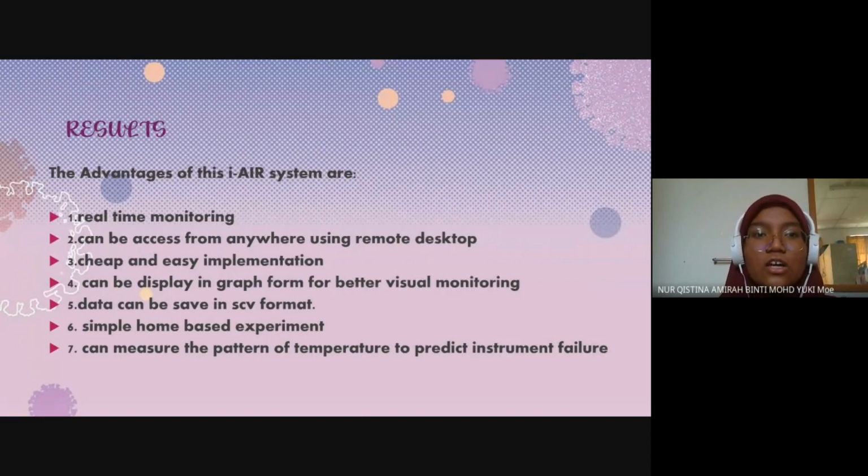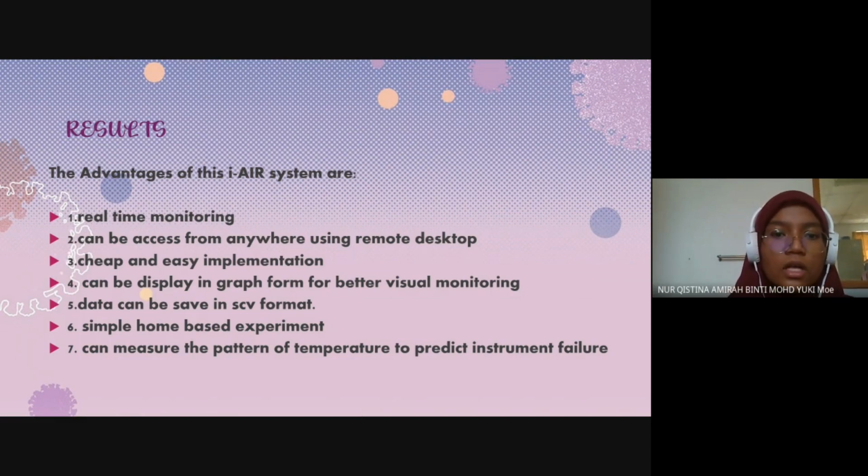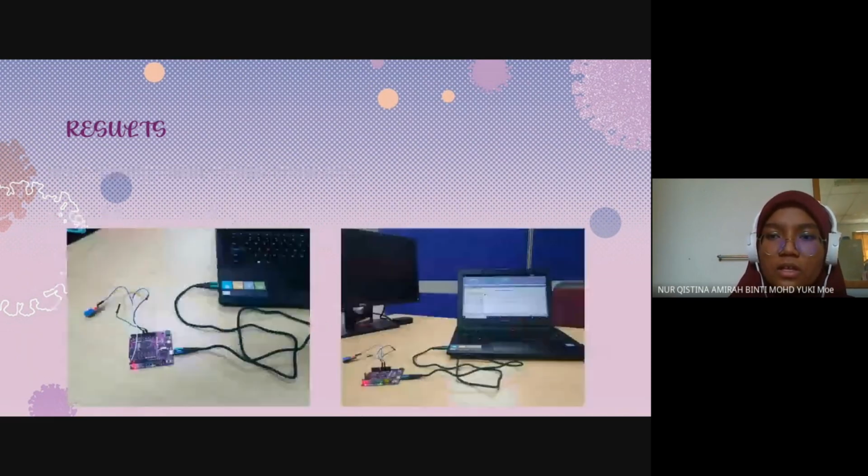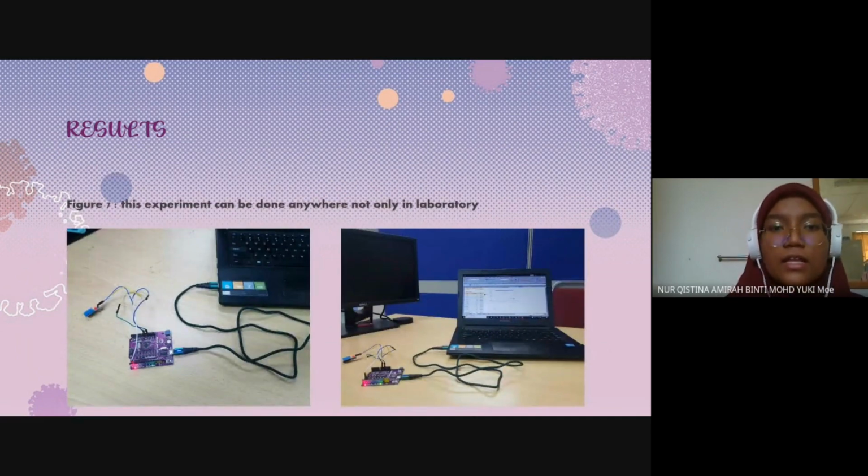The advantages of this IoT system are, it is real-time monitoring. It can be accessed from anywhere using remote desktop. Cheap and easy implementation. It can be displayed in graph form for better visual monitoring. Data can be saved in CSV format. A simple home-based experiment can measure the pattern of temperature to predict instrument failure. So this is an experiment that can be done anywhere.